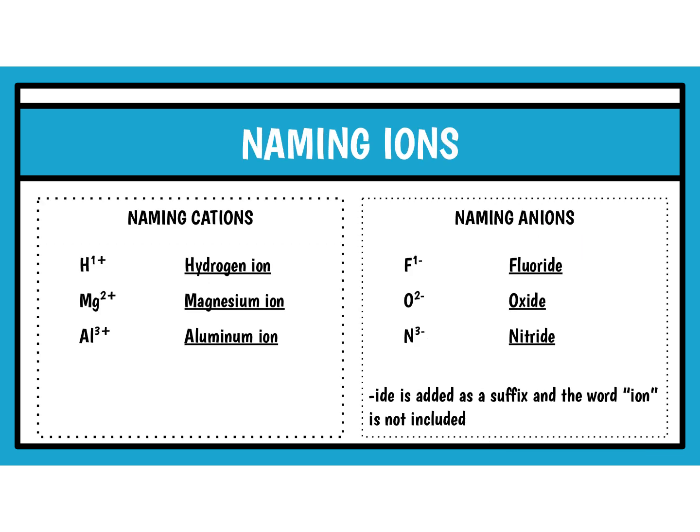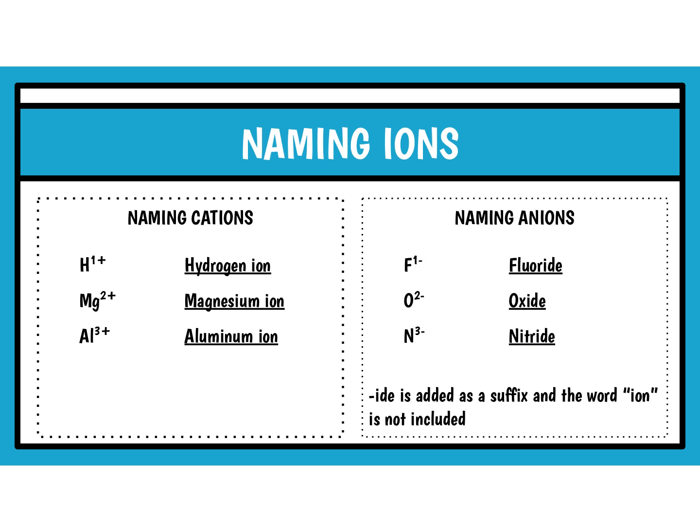Okay, how do we name ions? Over here, I've got the cations, and here are some different cations. We can see this is the hydrogen ion, magnesium ion, aluminum ion. Notice how all of these end in ion. If it's a cation, we include this word ion to describe that it has a charge. Over here, naming anions: fluoride, oxide, nitride, okay? You can see they have different charges.